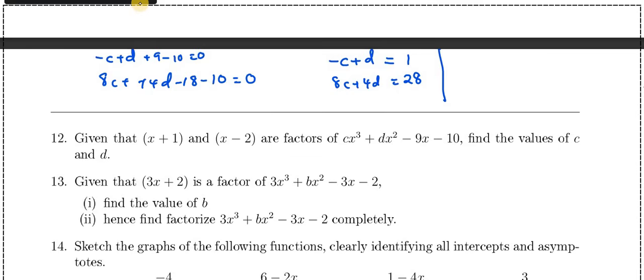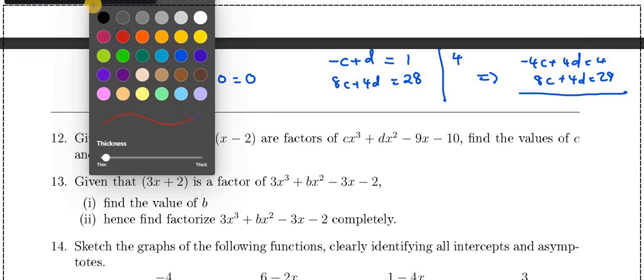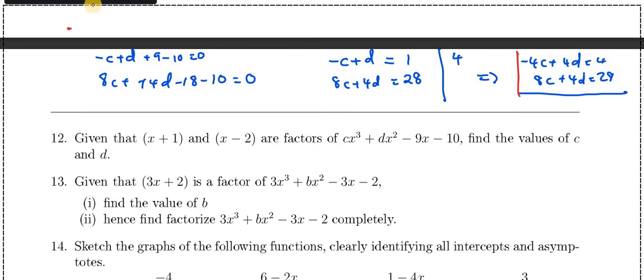So I'll multiply the first equation by 4 just to make it uniform with the other one. This will be -4c + 4d = 4. The other is 8c + 4d = 28. Then we subtract, and this is going to be -12c = -24. We divide by negative 12, meaning c is equal to 2.